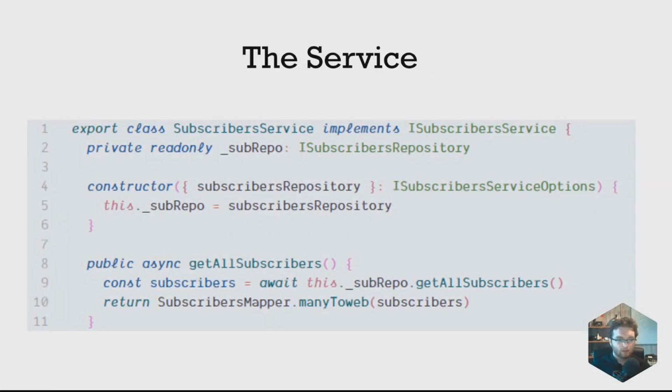Next up is the service. As you can see here, we expect a subscribers repository, and in our constructor we are injecting it. So we got our subscribers repository. This service has a method called getAllSubscribers, and as you can see here, it's making use of our repository. It's getting all the subscribers, puts it in a variable, and we return it. The subscribers mapper is just making sure that we send the proper data back to our controller.